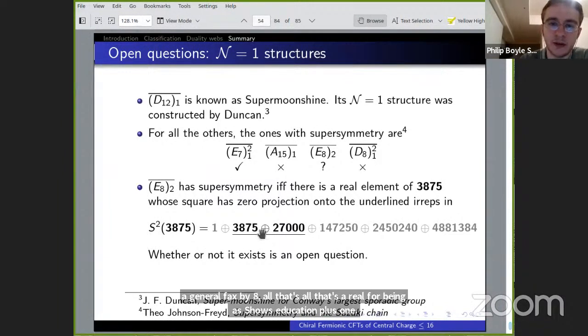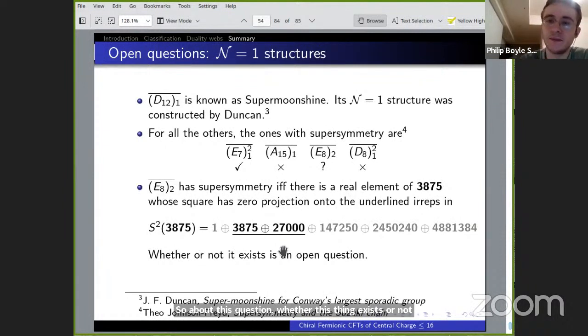About this question, whether this thing exists or not, you could ask an even simpler question. What about just the projection of the first one, just the projection onto 3875? In other words, is there a real element whose square has zero projection onto 3875? Which would be, well, it looks like it would have something to do with an algebraic structure. Actually, what would this imply? Would this imply that there's an anti-symmetric sort of algebra structure on 3875? And that's what's thought to not exist, but proving it either way, just making any progress on the question, is very tricky.